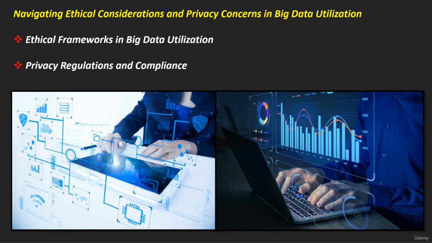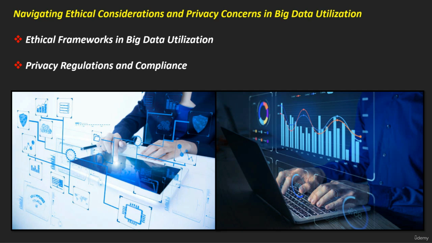As businesses and organizations harness the power of big data to drive decision making and innovation, it is imperative to navigate the landscape with a keen awareness of ethical frameworks and privacy regulations. The first point we need to talk about is ethical frameworks in big data utilization. Ethical frameworks provide a guiding light for organizations seeking to leverage big data responsibly. These frameworks serve as moral compasses, helping to ensure that data-driven initiatives prioritize the well-being of individuals and society as a whole.